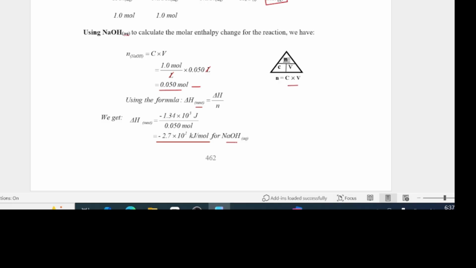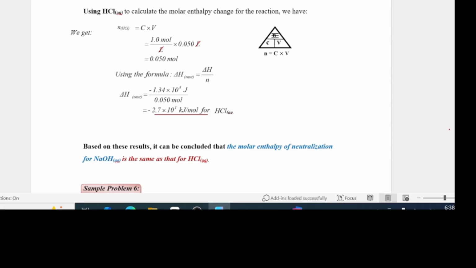Let's do it separately now for hydrochloric acid. The number of moles of hydrochloric acid is equal to c times v using this solution triangle here, and it works out to be the same as that for sodium hydroxide. And again, to find the molar enthalpy of neutralization for HCl, we use this relationship here, delta H divided by n, and it works out to be this. Look at this value here for HCl. They're both the same.